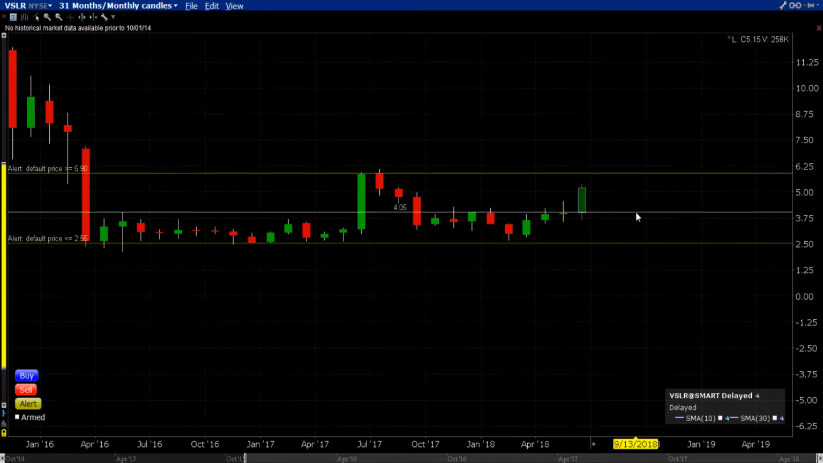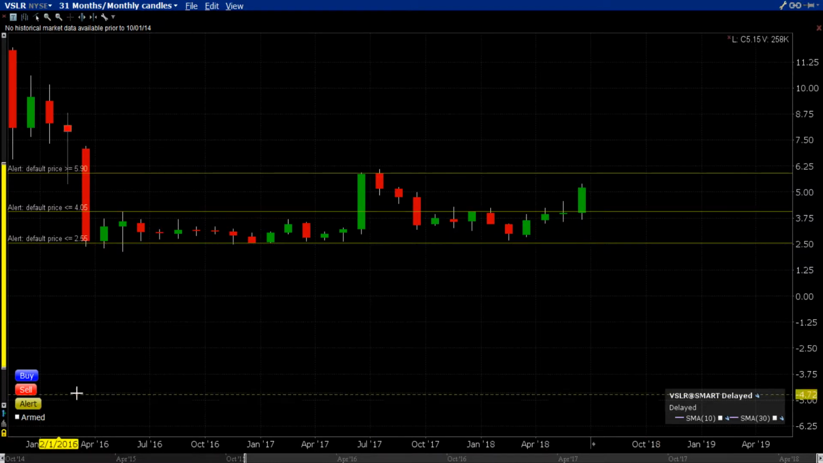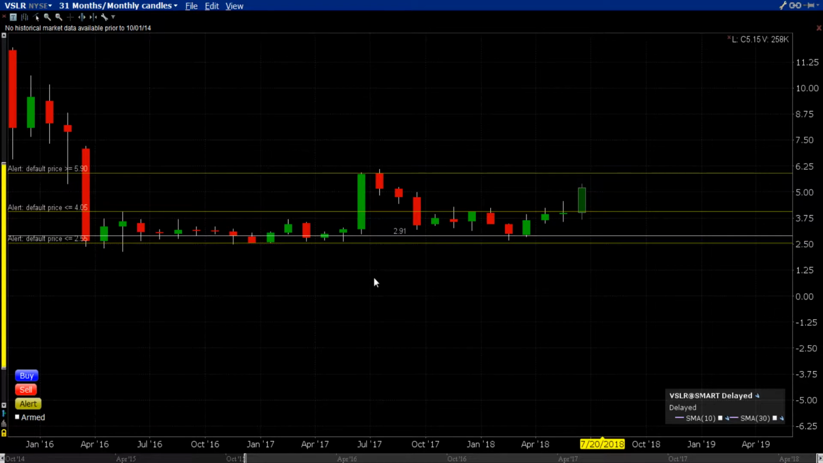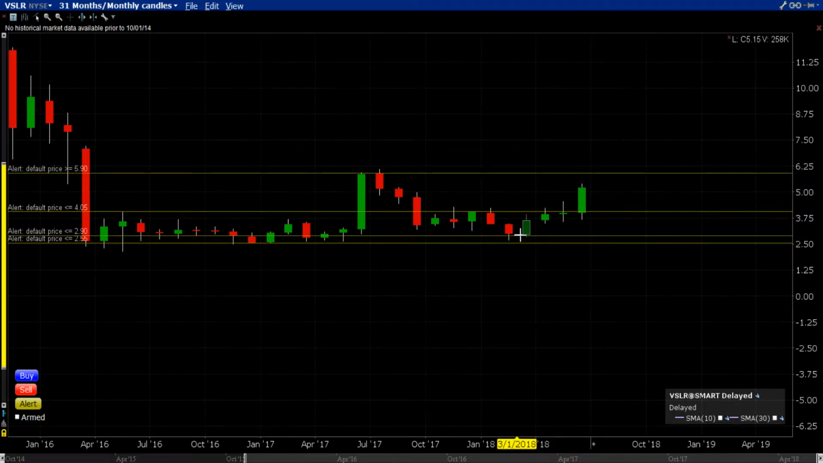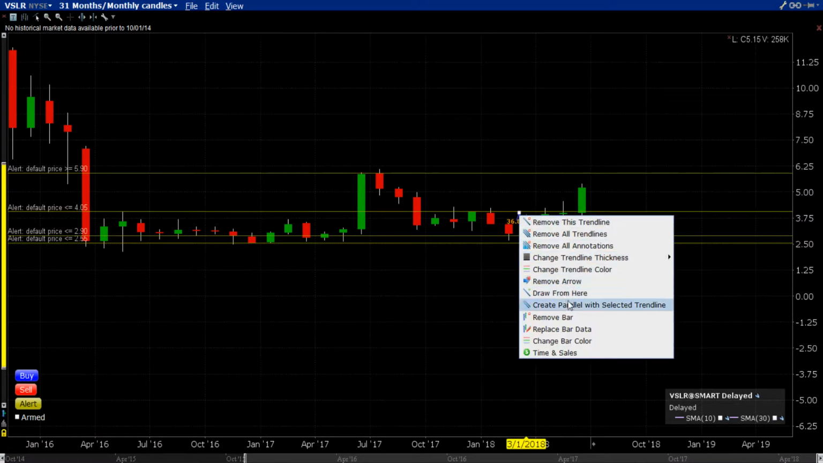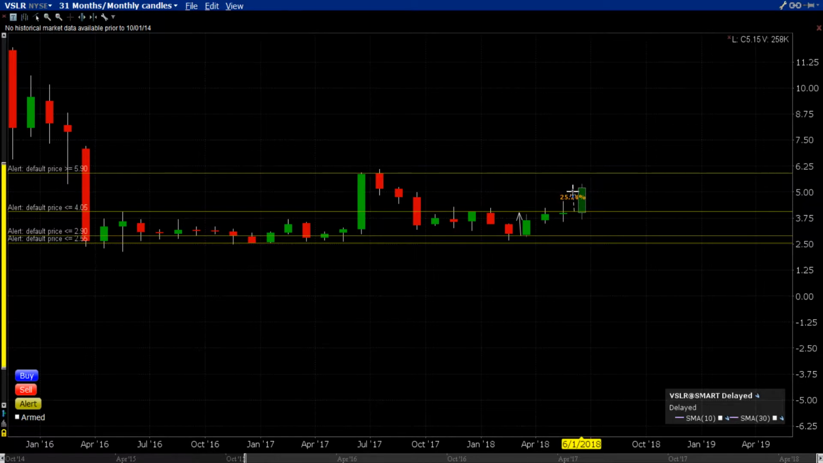But we also had a breakout of this smaller pattern right here. Patterns within bigger patterns. Sometimes they share the same resistance line, support. Targets get you en route to previous resistance. And the target of this base has been reached.